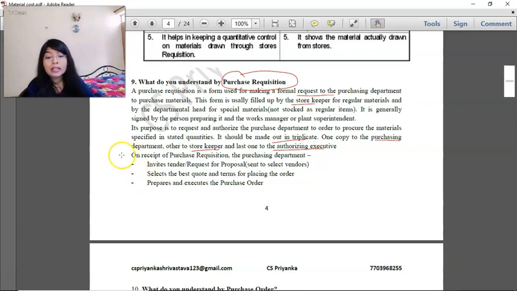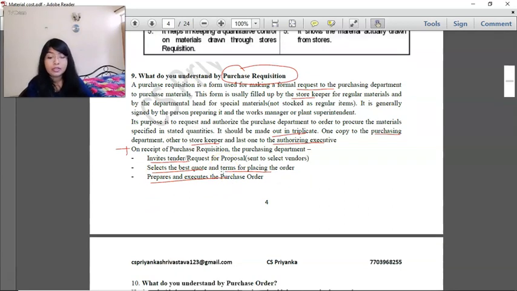The moment the purchase requisition is received by the purchasing department, the purchasing department will invite tenders or requests for proposal from the vendors and suppliers, and the suppliers will send their quotes. On evaluating each of the quotes, they will select the best quote, with the best terms and conditions that a particular supplier is giving. Such a supplier will be selected for placing the order, and then the purchase department will prepare and execute the purchase order.